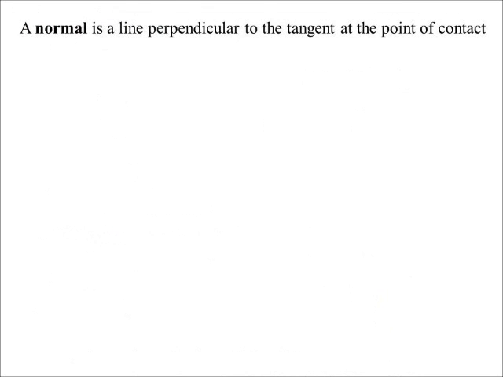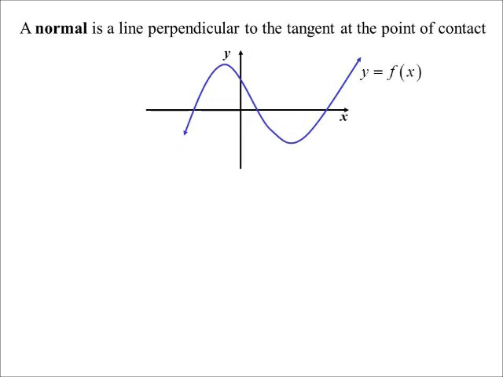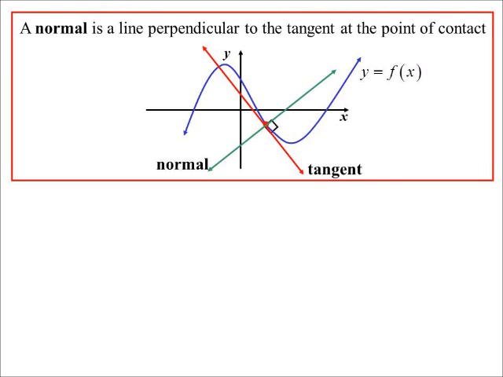Okay. Bit of terminology. Tangents we've been dealing with for ages. We know what a tangent is. There's this other important line we deal with. It's called a normal. And all a normal is, is a line perpendicular to the tangent at that point where it meets the curve. So here's a random curve. That is a tangent, of course. The normal is the line at right angles at the point of contact.